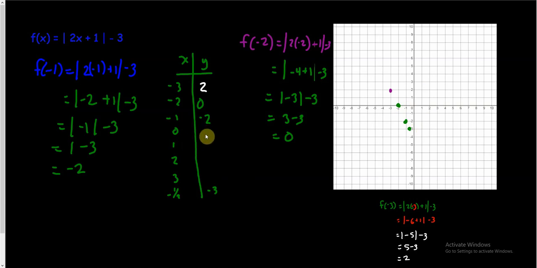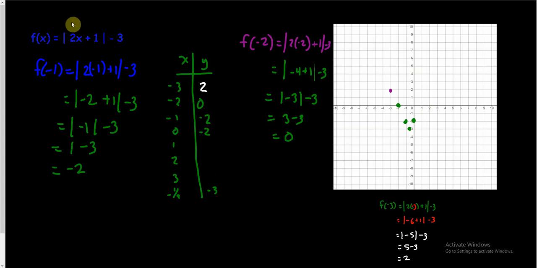So let's try 0. We might can do it in our head. Plug a 0 in. 2 times 0 is 0. 0 plus 1 is 1. 1 minus 3 is -2. Oh yeah, and you'll see 0, -2. Now you'll start to see these y values kind of repeating themselves. 2, 0, -2. I bet I'm going to get -2, 0, 2.